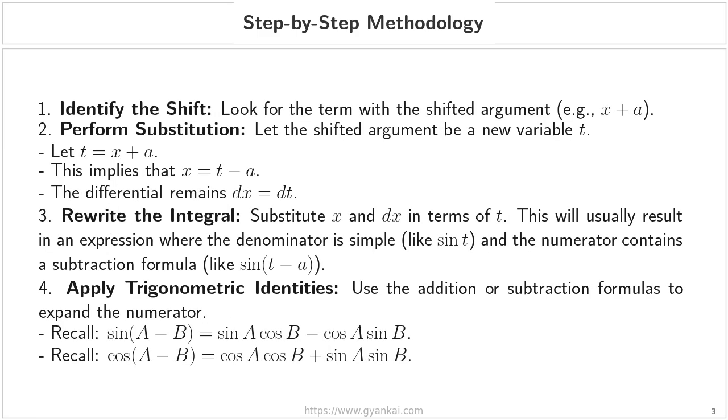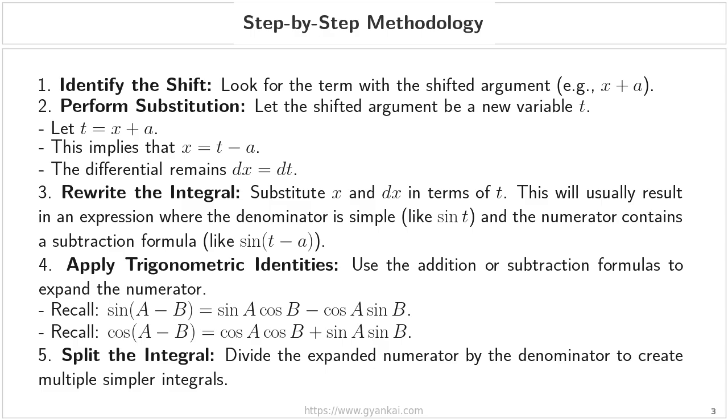4. Apply trigonometric identities. Once we've made the substitution, we often have a trigonometric function of a difference within the numerator. This is where our trigonometric identities come into play. Specifically, we'll use the angle subtraction formulas for sine and cosine. Let's recall those. Sine of a minus b is equal to sine of a times cosine of b minus cosine of a times sine of b, and cosine of a minus b is equal to cosine of a times cosine of b plus sine of a times sine of b. We'll use these to expand the numerator, breaking it down into individual terms.